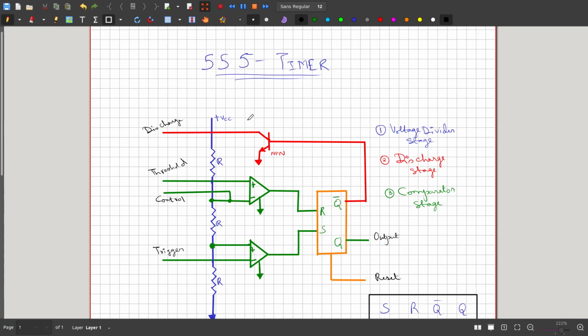So the next topic is about the 555 timer. It is one of the important circuits in the analog and digital world, because this is the circuit which is used to generate clock signals in the earlier era of digital electronics. Okay, so this is one of an important circuit, and it's in IC form.